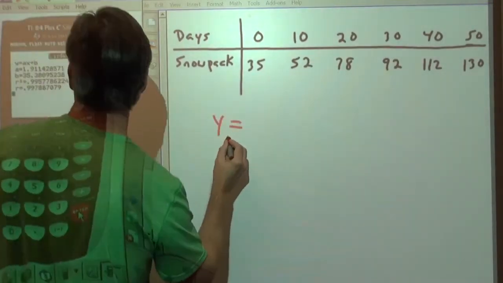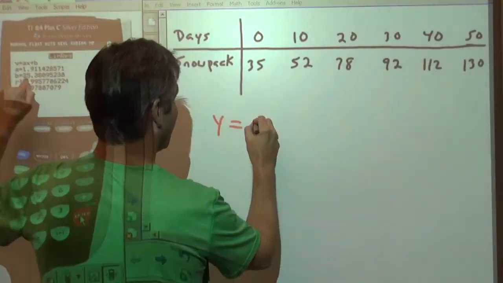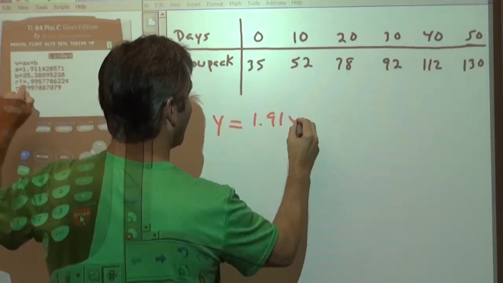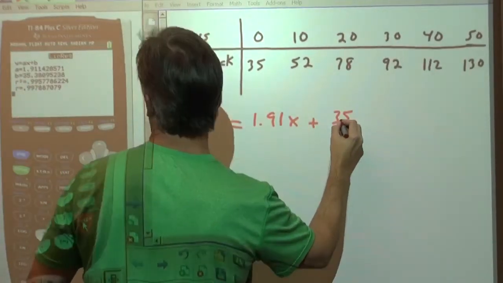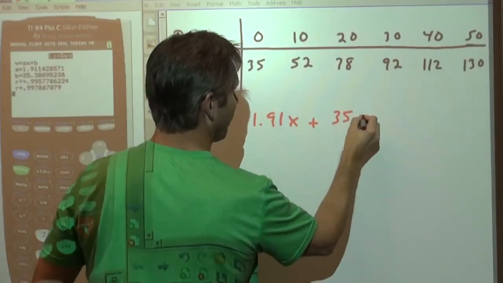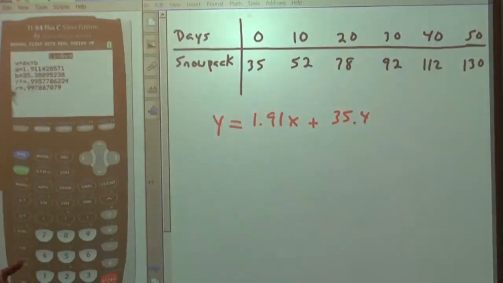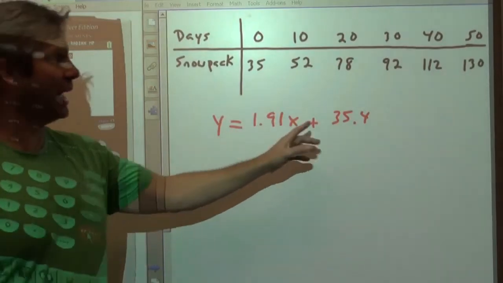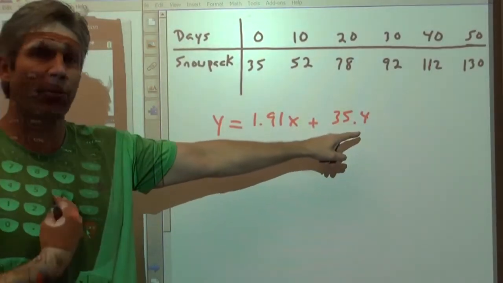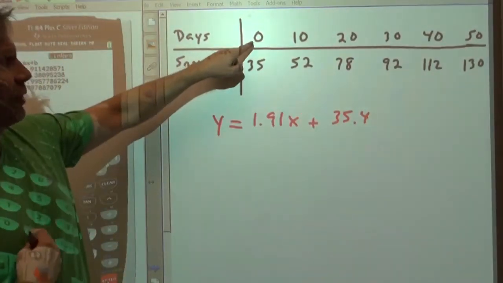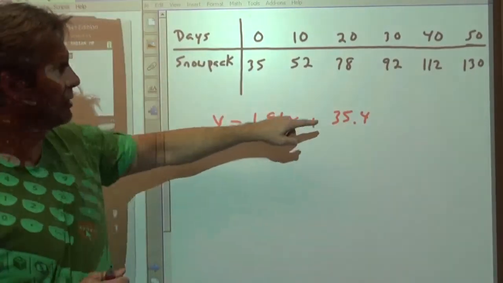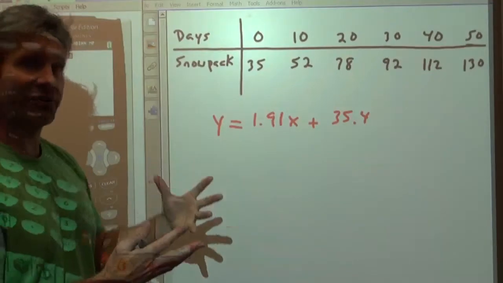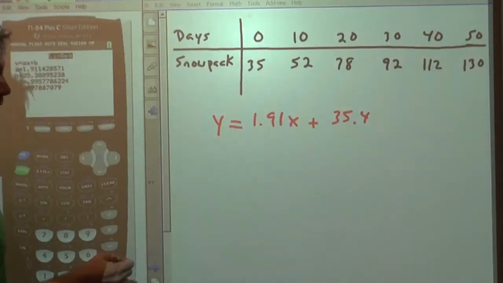We now know the equation based off the calculator is 1.91x plus 35.4. Okay, and now let's stop and think about that. That's a line. That's the y-intercept. That means our prediction when it's 0 days after December 21st is that we have 35.4 inches of snow. Hey, we had 35, so that seems like a pretty good estimate.